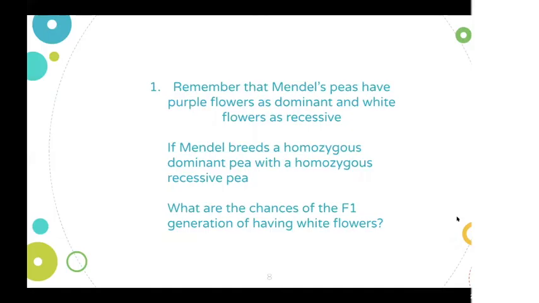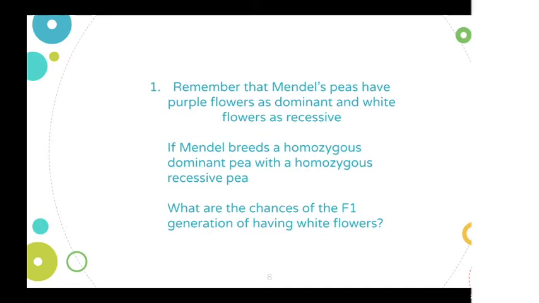So here we have the first question. All of these questions right now will be Punnett Square related, so if you can just read this and then solve it using a Punnett Square. If you don't understand, that'll be okay because we will go over basic Punnett Squares again later on.